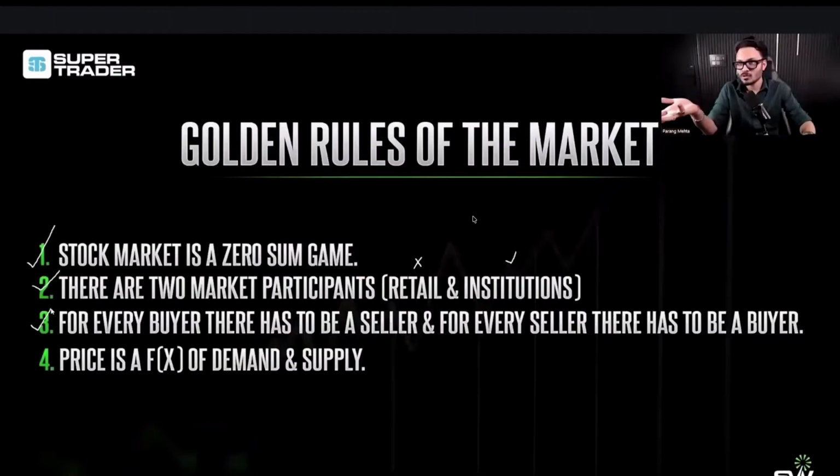Or let's say if I have 1,000 stocks of ITC in my portfolio and I want to sell them, I can only sell them if there is someone willing to buy those 1,000 shares of ITC stock from me at the point at which I want to sell, right? So for every buyer, there has to be a seller. For every seller, there has to be a buyer.